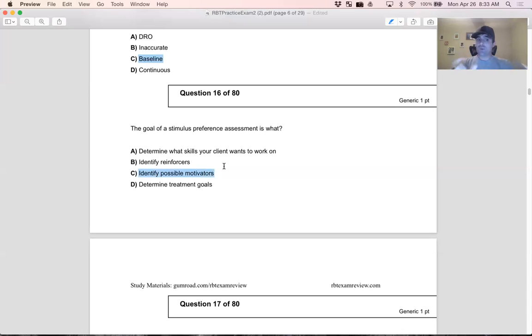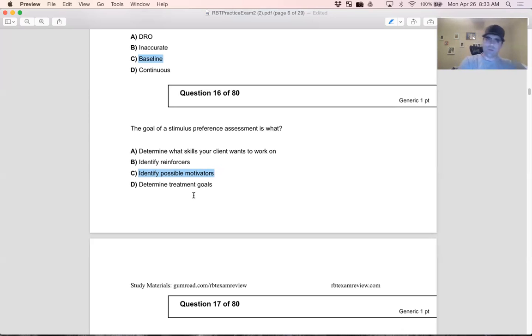There's such a thing as a reinforcer assessment, and that's when you're actually looking at the reinforcement possibilities. Because remember, what makes a reinforcer? The behavior has to change. So just because you run a stimulus preference assessment and your client likes something doesn't mean they're motivated by it. It doesn't mean it's going to change the behavior. You might love chocolate cake, but it doesn't mean it's going to motivate you. It doesn't mean it's going to change your behavior. So a stimulus preference assessment is identifying possible motivators, possible reinforcers, what the client likes.